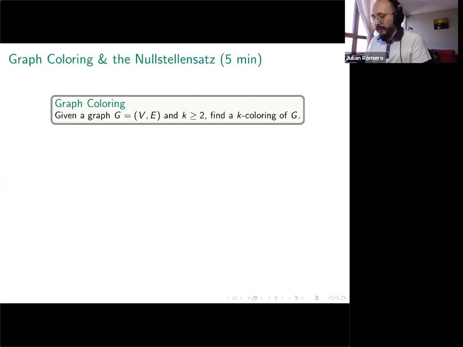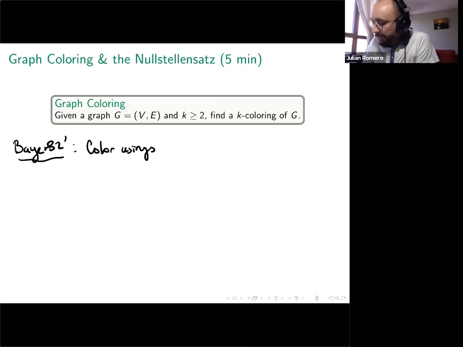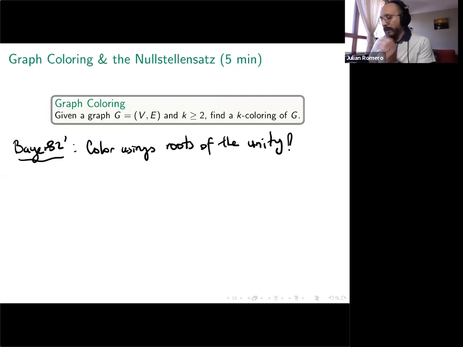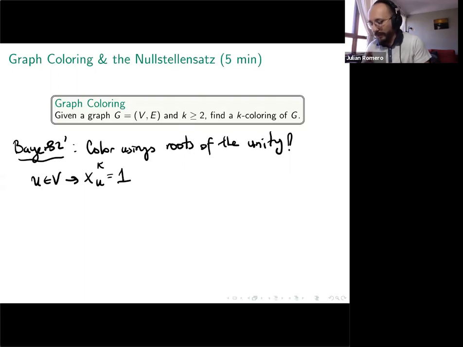So how can I do it? The key idea, and this is by Bayer, I think it's 82, I have the reference in the next slide, is to color using roots of unity. For each vertex u in the graph, I assign a variable xu, and this variable is going to be a k-th root of unity. So it satisfies xu to the k equals 1. I'm in complex numbers now, not even real numbers here. All right, and this part is easy.